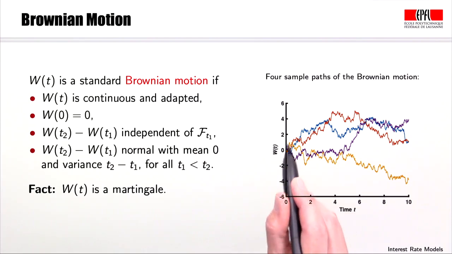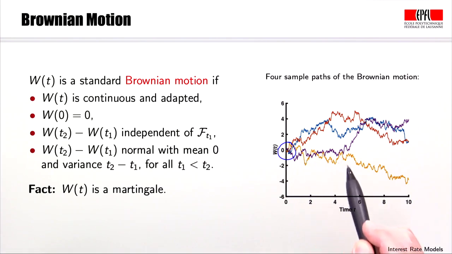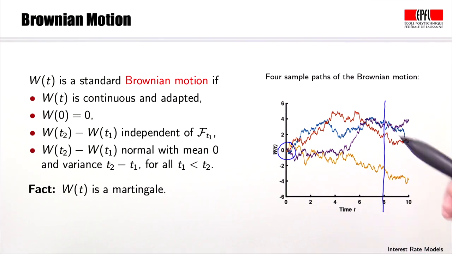All trajectories start at 0. As you can see, Brownian motion has rough paths. They are not smooth, they are not differentiable. And at any given point in time, the expectation of the Brownian motion is equal to 0.